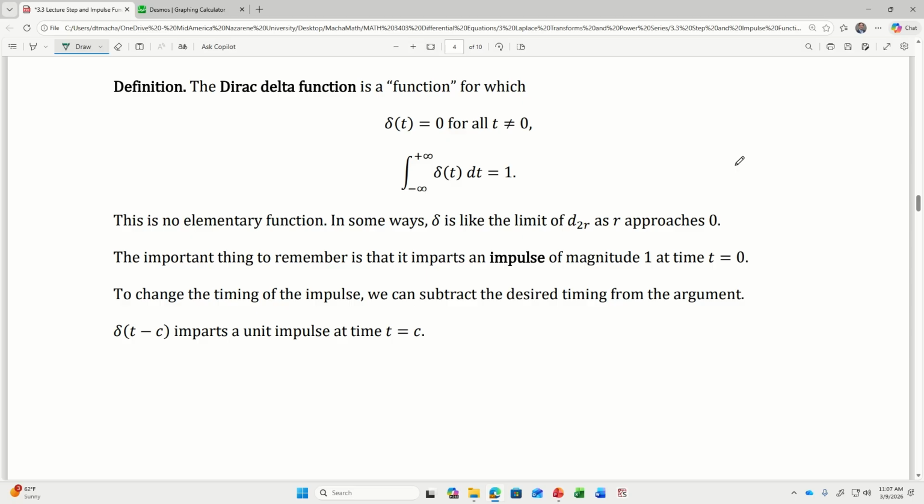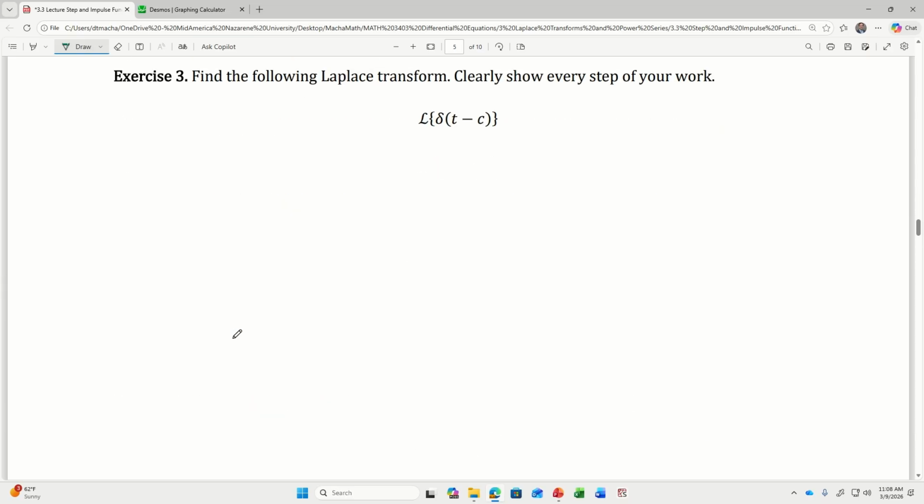Yeah, any elastic collision, like two pool balls smacking against each other, would be an example of an impulse. So it happens so fast that it's not even meaningful to talk about how long the collision takes. So the Dirac delta function imparts a unit impulse, and if I subtract a constant from the argument, that just changes the time at which this impulse happens. That's the idea of the Dirac delta function.